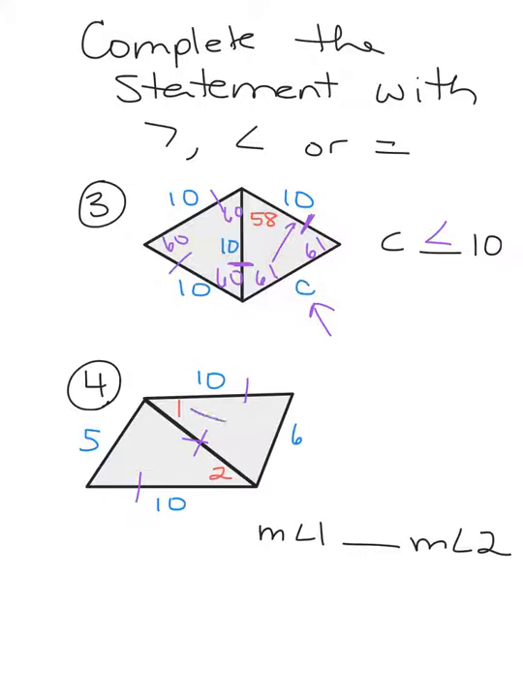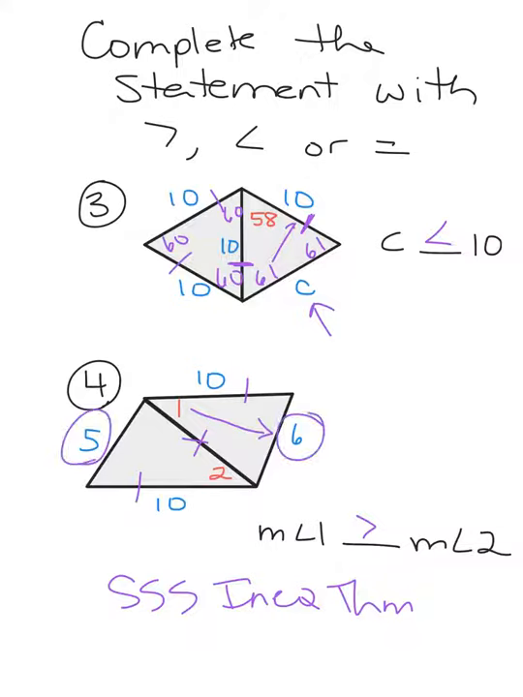The measure of angle 1 is across from the longer side, 6. So because of the side-side-side inequality theorem, I can say that the measure of angle 1 is greater than the measure of angle 2, because 6 is a length and that one's greater than 5. So the measure of angle 1 is greater than the measure of angle 2.